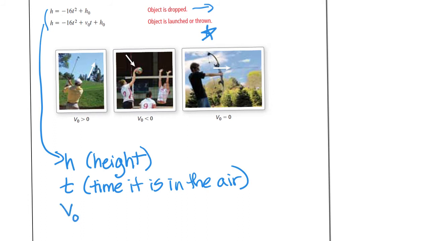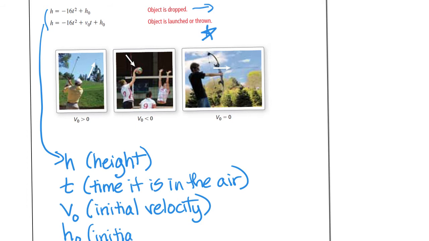V with the little zero down below means like at the very beginning. So we call that initial velocity. And velocity is like speed, you guys. Okay? And then h sub 0 is the initial height. And you might even want to think of it as being the beginning velocity, beginning height. So let's look at the examples with the photos that they have, okay?